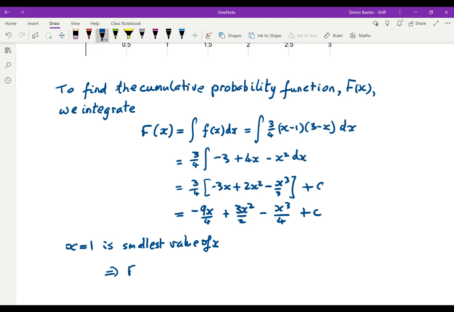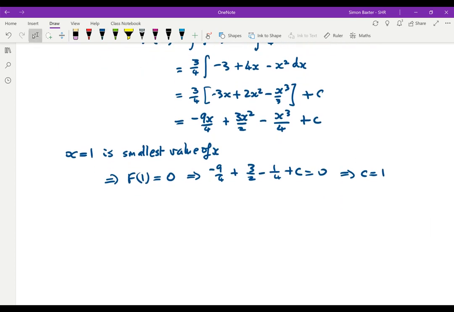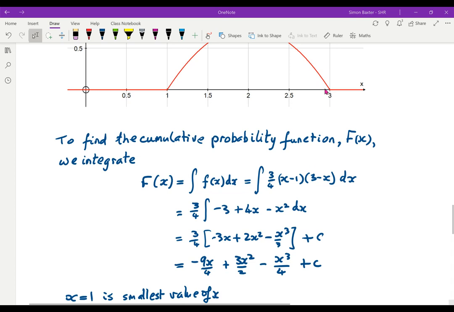That tells us that F of 1 is the probability that we're less than or equal to the smallest value we can be. F of 1 is 0. Put x equal to 1, you get minus 9 over 4 plus 3 over 2 minus 1 over 4 plus c equals 0. And a little bit of arithmetic gives us that c is equal to 1. We could have said, and you will need this idea in another one, that 3 is the largest possible value of x. 3 is the largest value.